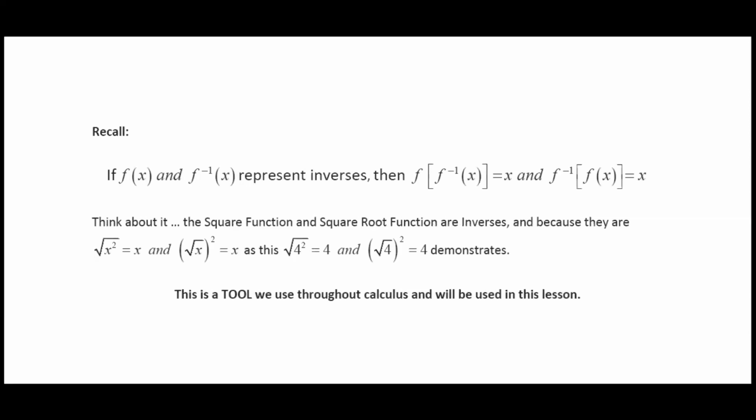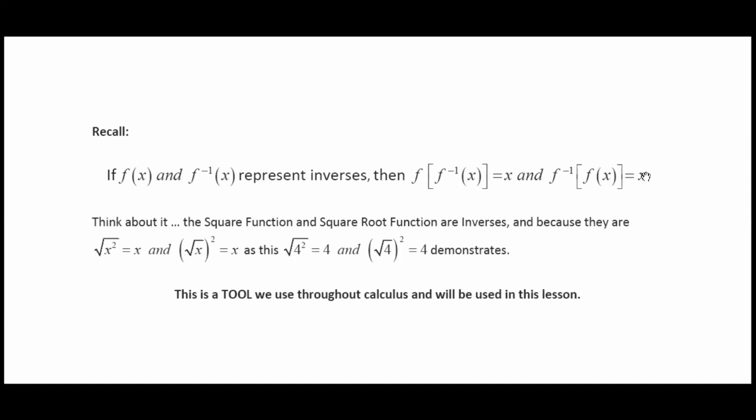Move on to something that you've had before, or should have had before, and that is this property. If you have f of x and f inverse of x, f of f inverse of x is x, and f inverse of f of x is x.